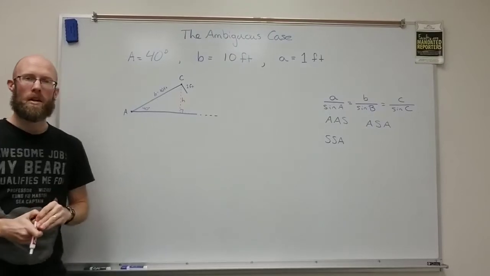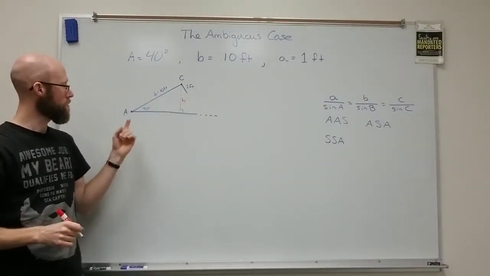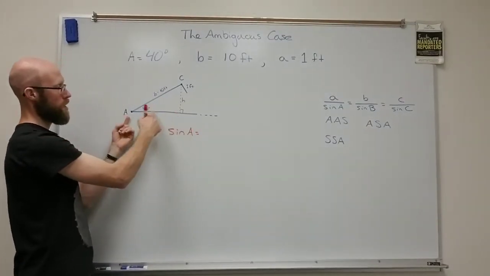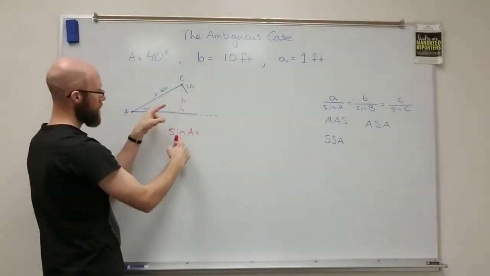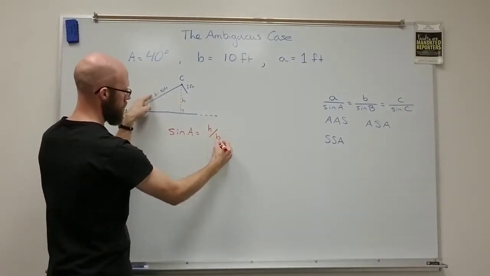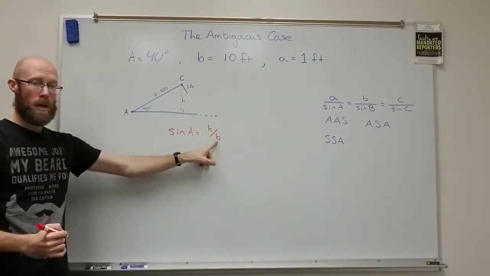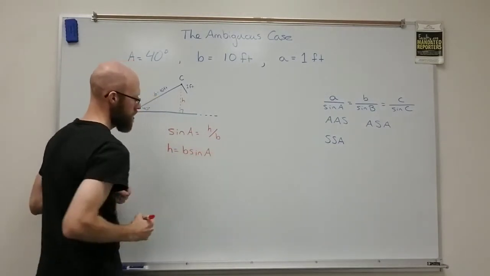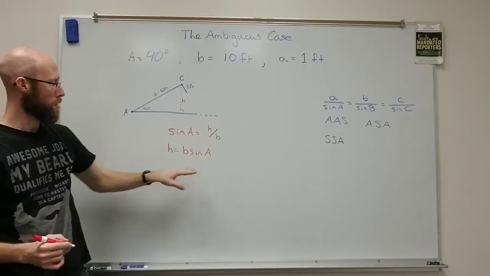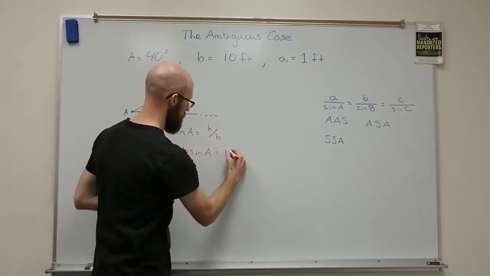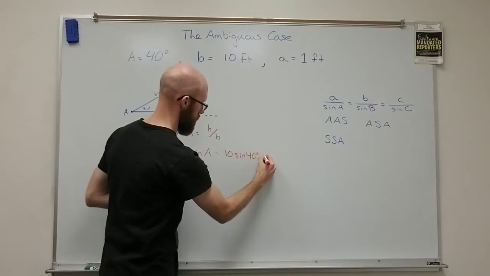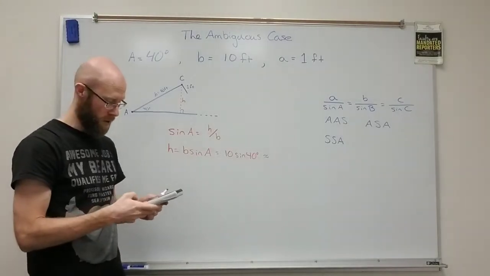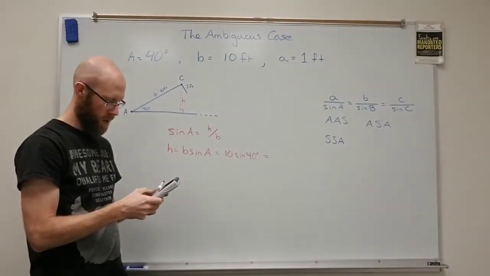There's h. Now, how do I find h? Well, h comes from the sine of A. Because this is perpendicular, it forms a right triangle. The sine of A is equal to h over b. If I multiply both sides by b, I know that h is equal to b sine A. And if I plug in my B and my A, that would be 10 times the sine of 40 degrees. I can throw that into my calculator real quick, make sure you're in degree mode. 10 sine 40.